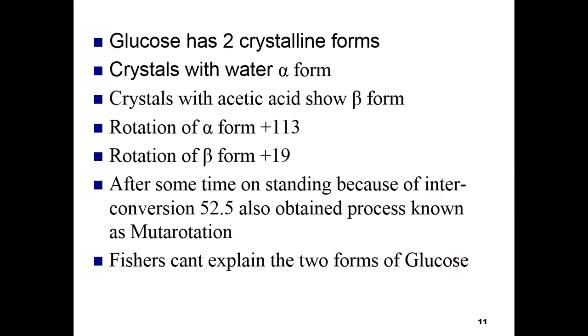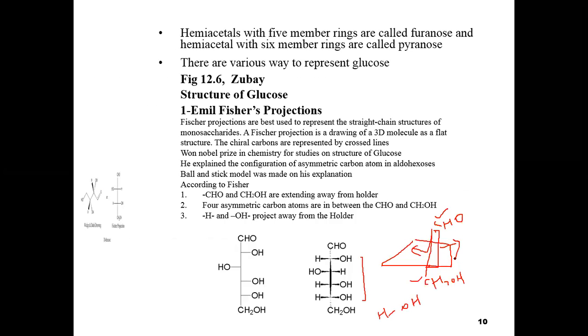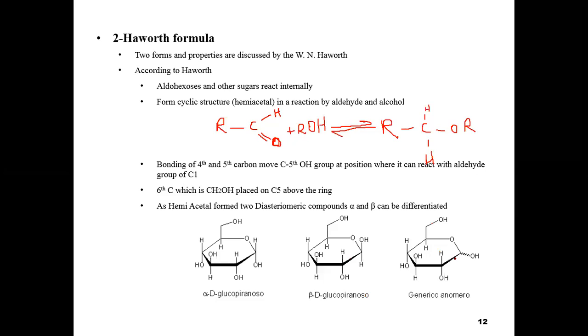degrees. The solution may contain some molecules at 52.5 degrees. This procedure of interconversion of the alpha into the beta form is known as mutarotation. But through the Fischer projection, these two anomeric forms of the sugar glucose cannot be explained. These two anomeric forms of glucose were explained by the Haworth formula.